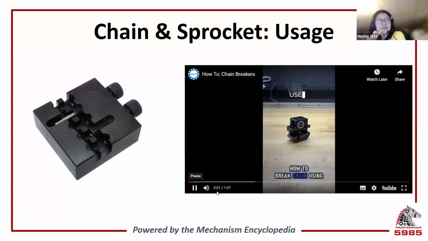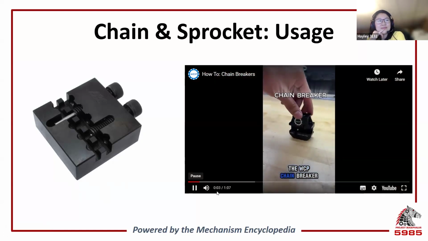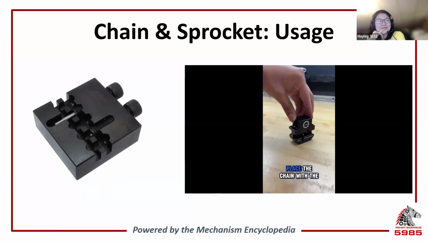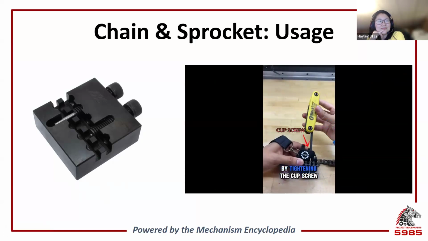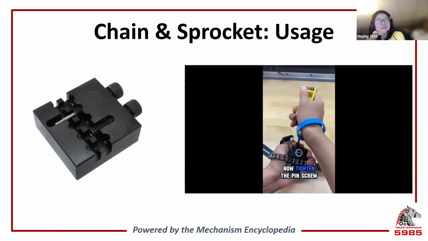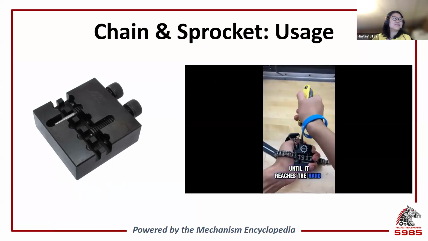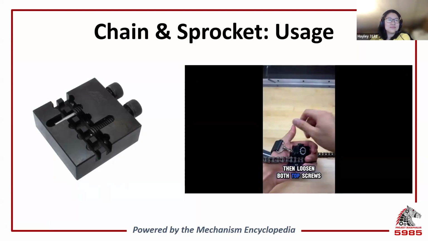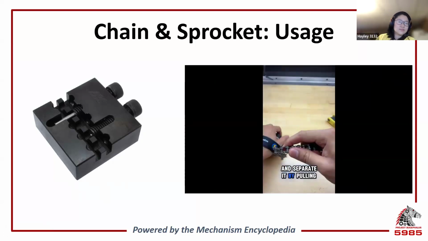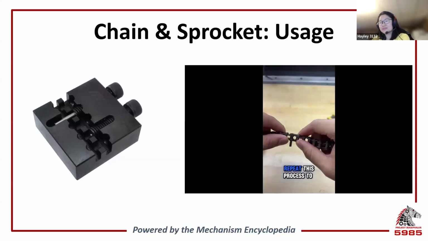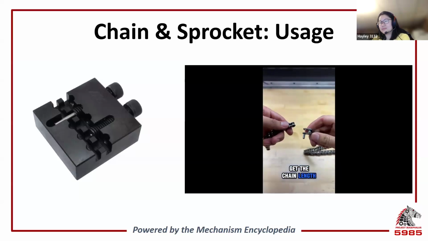How to break chain using the WCP chain breaker. First, place the chain with the link you want to break under the pin screw. Secure the chain in place by tightening the cup screw. Now tighten the pin screw until it reaches the hard stop. Then loosen both top screws to release the chain and separate it by pulling it apart. Repeat this process to get the chain length desired.